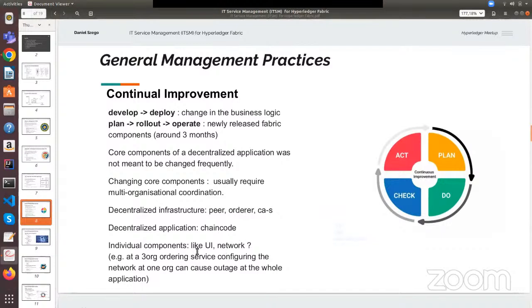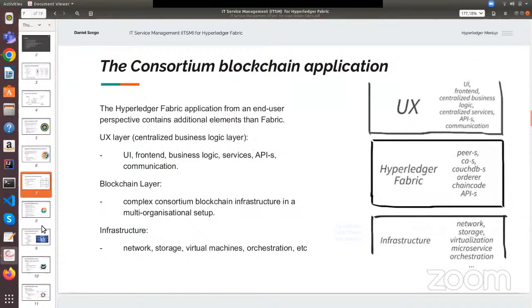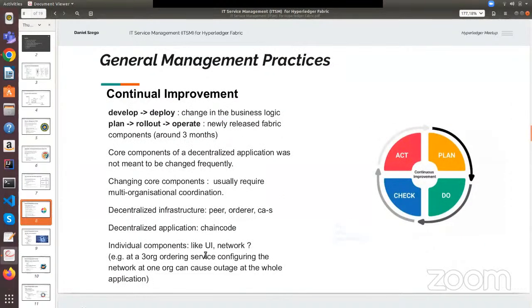So that's one thing. The other thing that can be considered in continual improvement is that we don't just want to upgrade Fabric itself, but this is an application which has some other components as well. So it's a good question how we can upgrade Fabric with the underlying infrastructure, and with other components as well, like the user interface. It might be a very complicated question because the network is run by many different companies. So you usually can't coordinate the individual continual improvement processes or individual deployment processes, or the application as well.